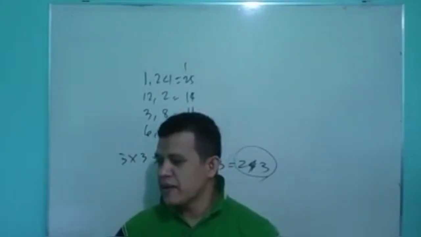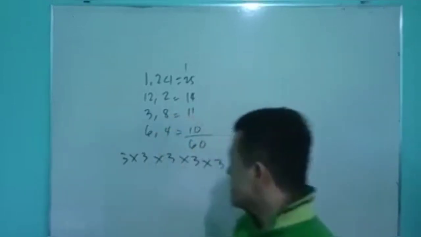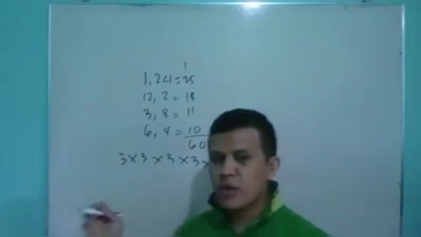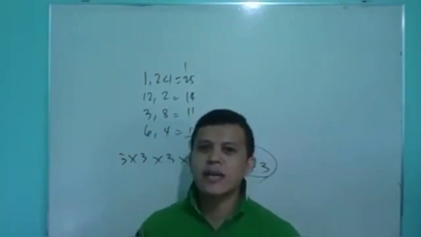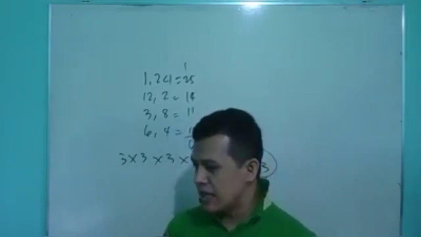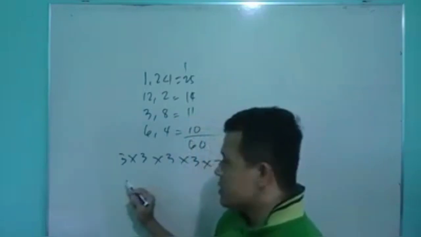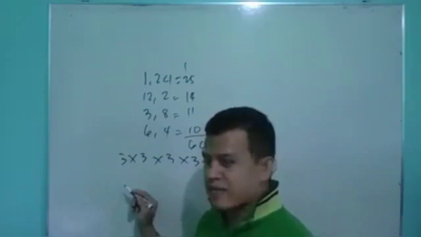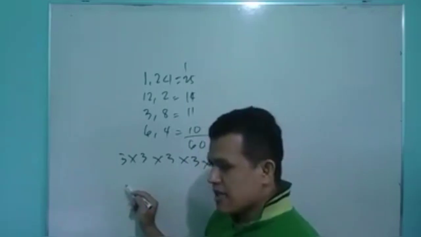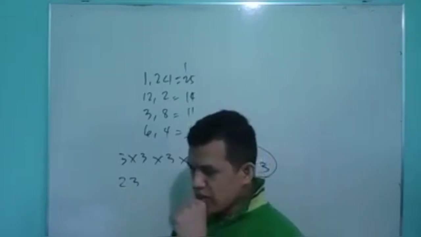Number 3, which of the following must be true about the sum of all the prime numbers between 20 and 30? Okay, between 20 and 30, what are the prime numbers? When I say prime numbers, there are no other factors except the number and 1. So 21 is a composite number because it's 7 and 3. And then 22 is 11 and 2. 23 has none, so this is prime.